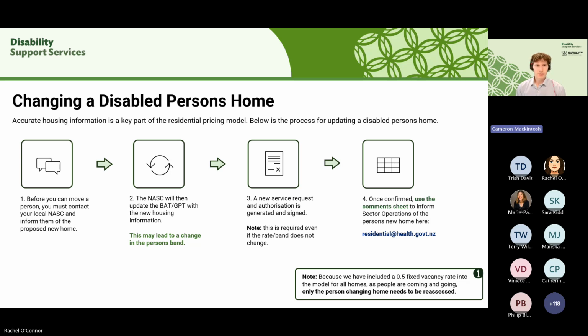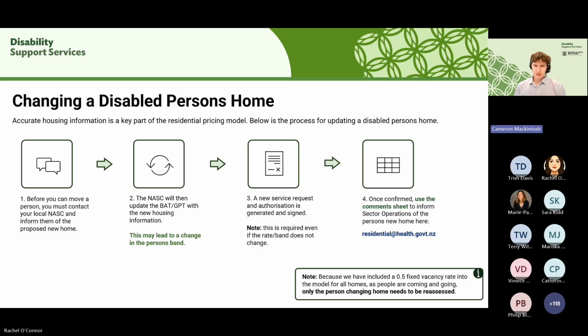Cool. So this is about changing a disabled person's home. Once again, accurate housing information is a key part, and as we go forward into this new model, we're looking at making sure that all of our people have up-to-date address information. So what this process looks like is before you can move a person, you must contact your local NASC and inform them of the proposed new home. The NASC will then update the BAT and GPT with the new housing information, and depending on the change, this may lead to a change in the person's band.